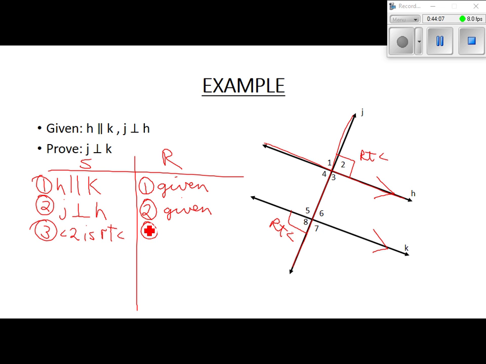How did you know that angle 2 was a right angle? What told us that? J is perpendicular to H. So we put perpendicular lines. This is what you write every time when you use that symbol. Perpendicular lines form what? Right angles.